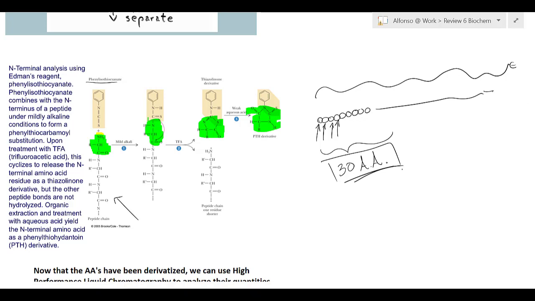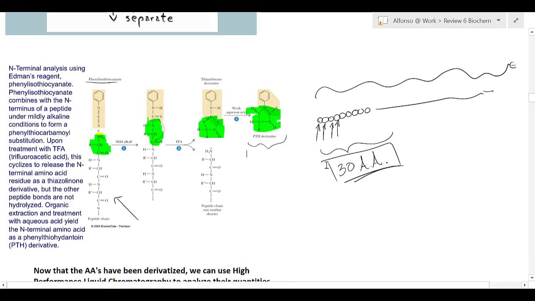So that all on the right, that PTH derivative, that's one amino acid with the Edman's reagent. Yes. So what he said was that this PTH derivative is the amino acid that was just taken off from the polypeptide chain and attached to Edman's reagent. That is correct. Are there any questions about that?